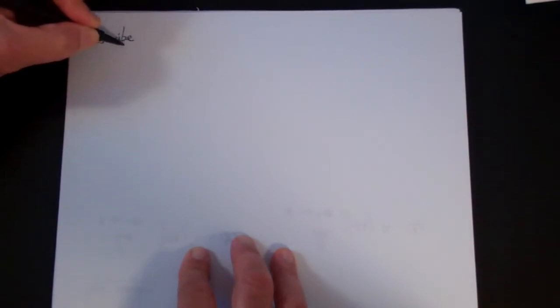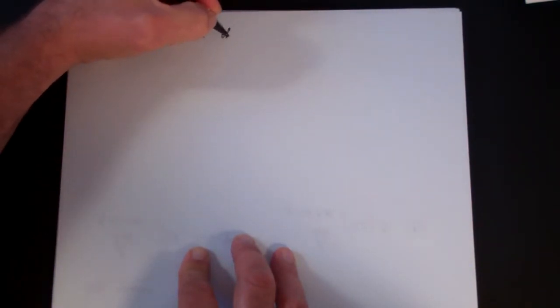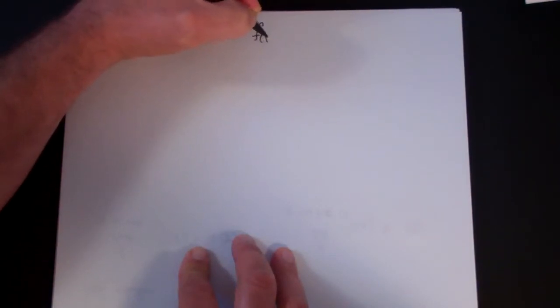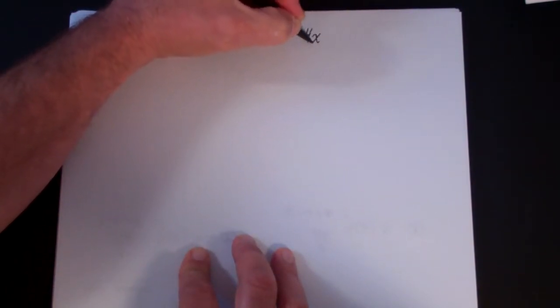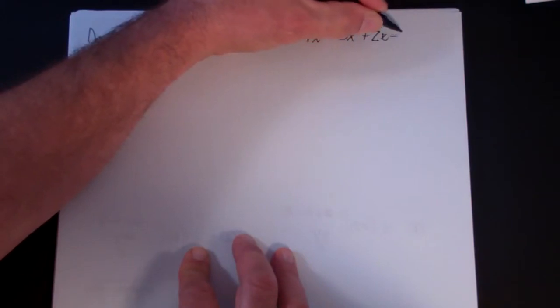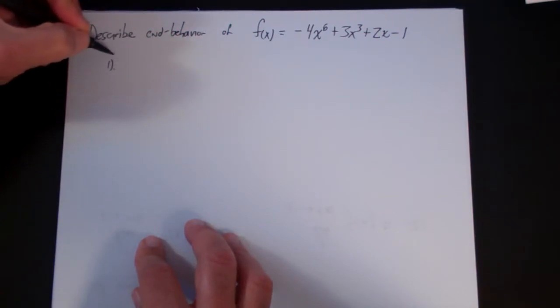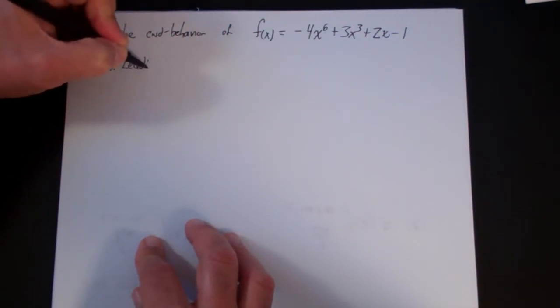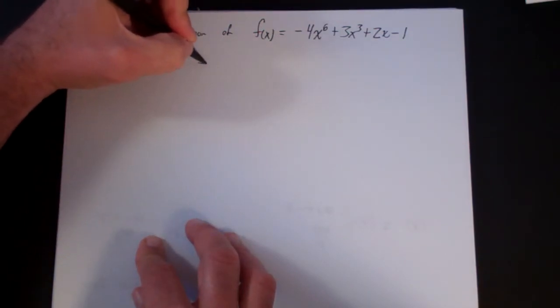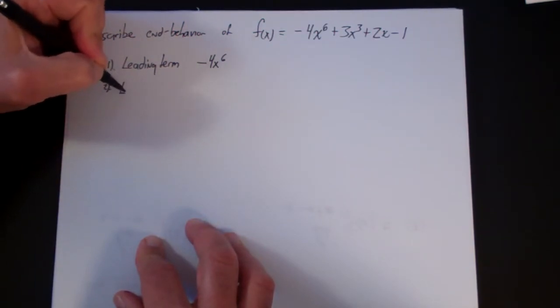Let's look at another example. Let's describe the end behavior. Let's look at f of x is equal to minus 4x to the 6th plus 3x to the 3rd plus 2x minus 1. So again, the first step, leading term. The leading term, minus 4x to the 6th. Second, identify the leading coefficient.